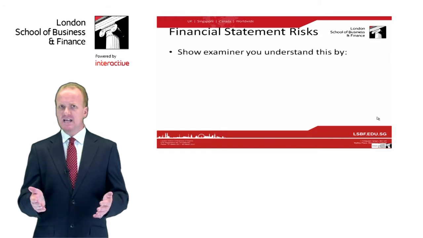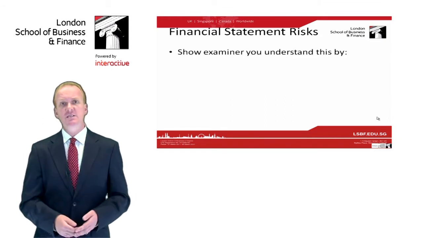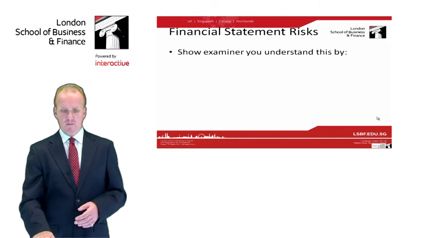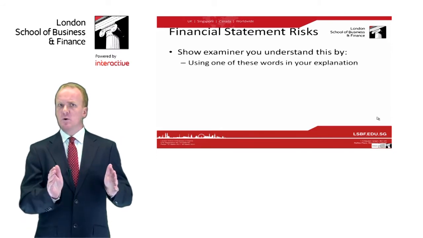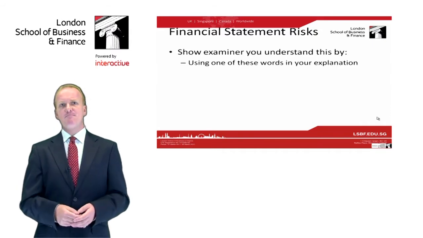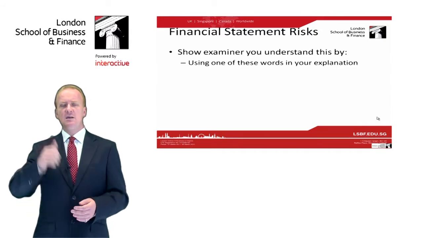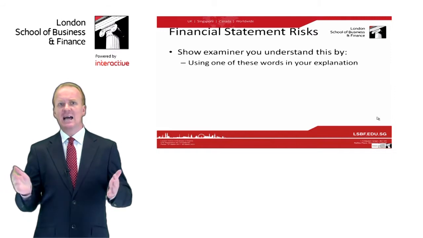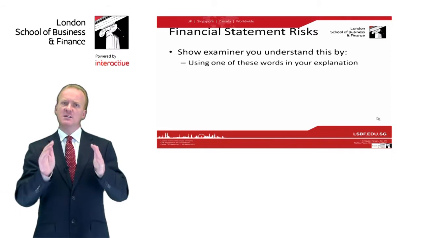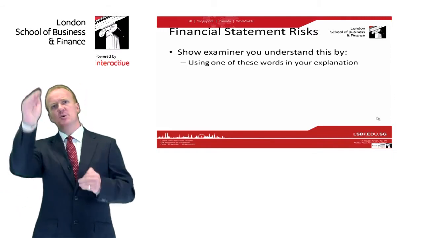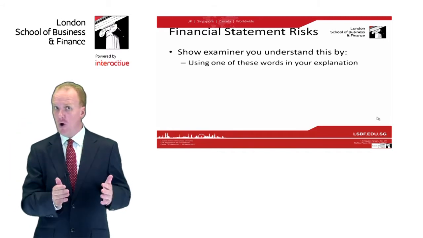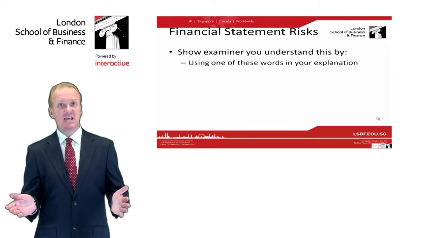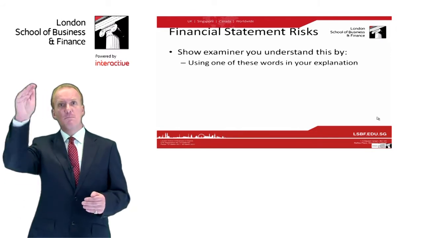To demonstrate your understanding of financial statement risk, make sure, firstly, that you use one of these words in your explanation. So try to use words like overstatement, understatement, and under-disclosure. And if you can't tell if a number might be too high or too low, you're just concerned that they might get it wrong, use the word misstatement and cover both angles.